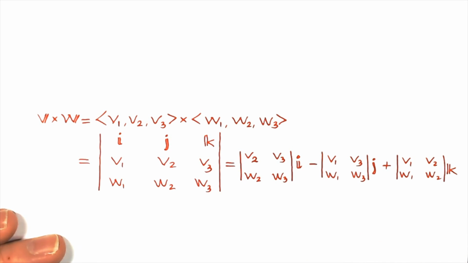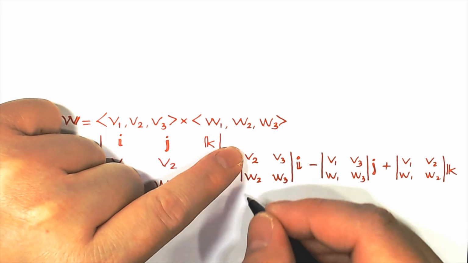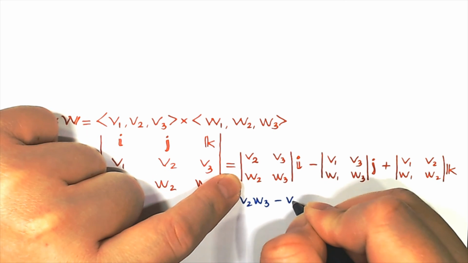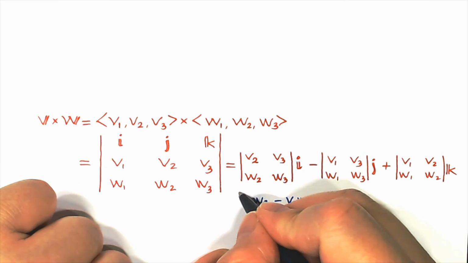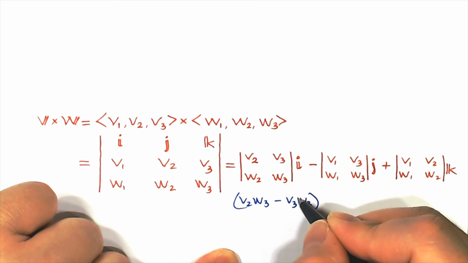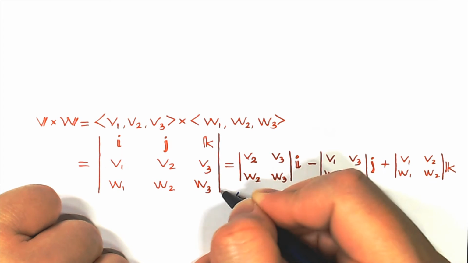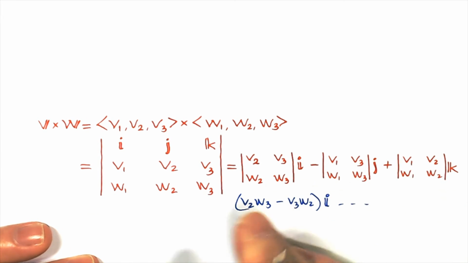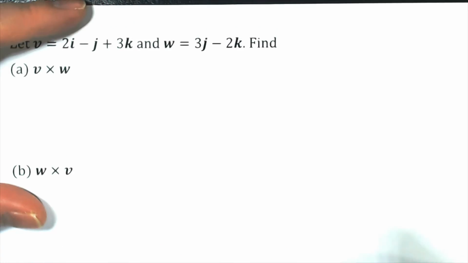Right, so that is the cross product. Of course, for the 2 by 2 determinant, we just take v2 w3 minus v3 w2, and that is the 2 by 2 determinant. Multiply, then subtract the other product. And then that will be continued. Right, we look at the first example here.